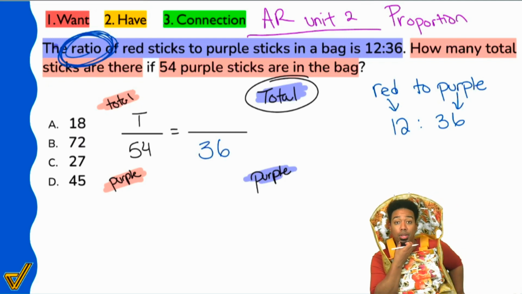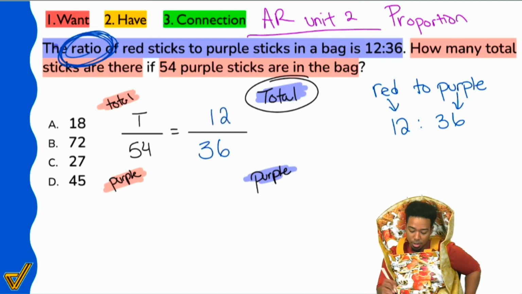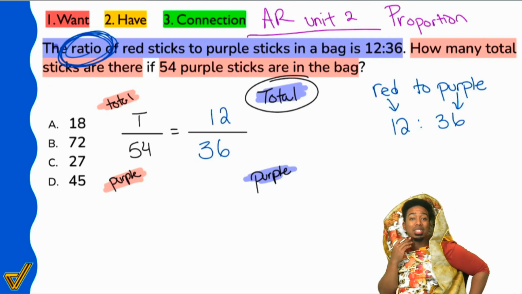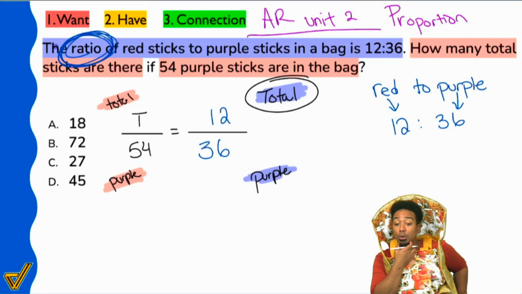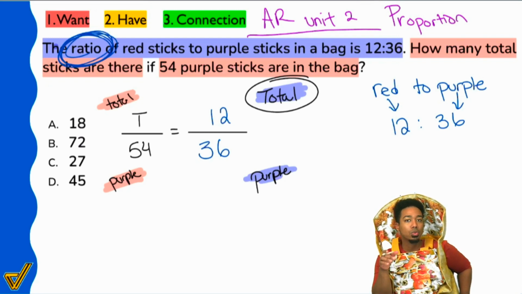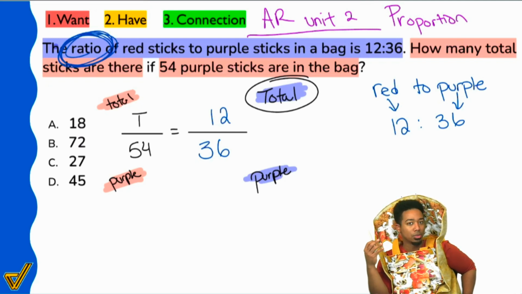But here's the problem. Everyone, who here put 12 up top in their setup? Who put 12 in their setup? Okay, so if you put 12 in your setup, the answer that you would have gotten was not going to be the correct answer. The answer that you would have gotten would have been 18. However, 18 would not be the answer. 18 represents the number of red sticks. And so to get the total, you would have had the 18 red sticks, the 36 purple sticks that you already have, and from there, you could then go ahead and add those values together.